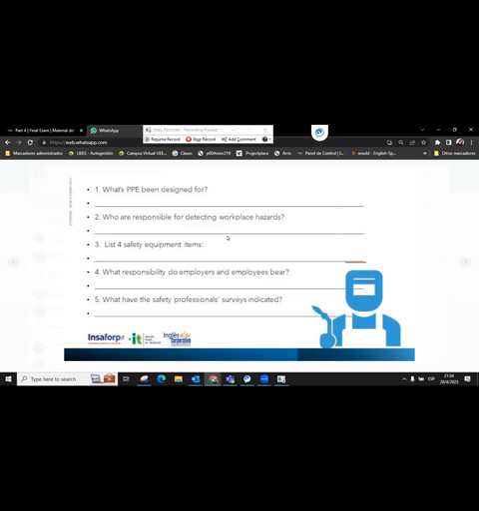What do you think? Personas que se hacen para detectar los peligros. I think the employers and employees. At least for safety equipment items.